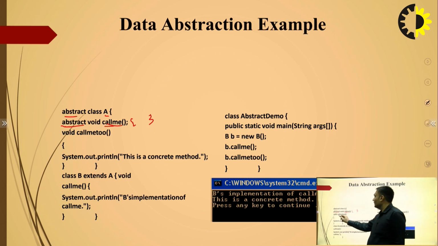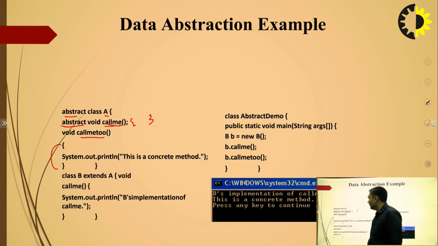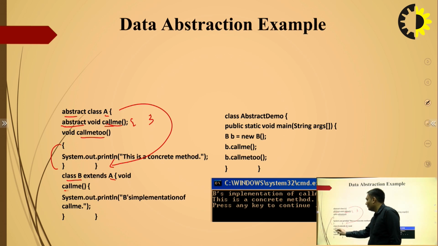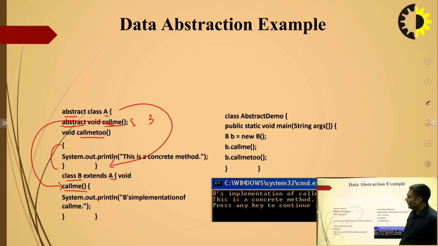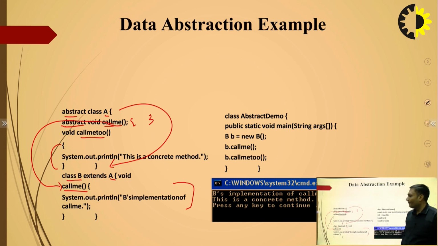And now another method is callMeToo. This method is not abstract, so there is a definition of this method inside the class A. Now this class is closed here. Now there is a class B that is not abstract. So this class B can extend A, and there is a method callMe. This method is the same method that is declared inside A. Now we will provide the definition of this method inside the class B, because B is extending class A, right?